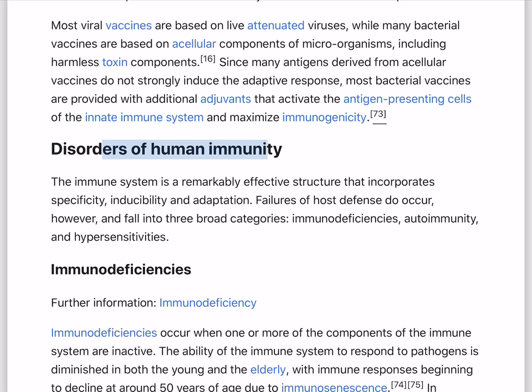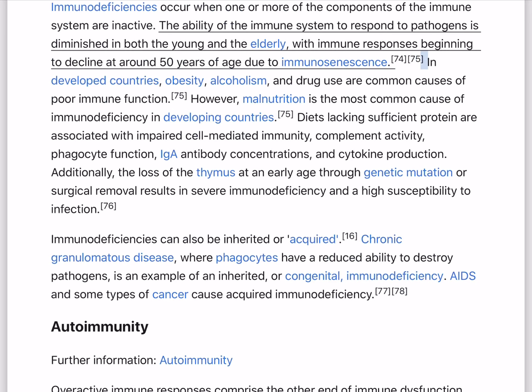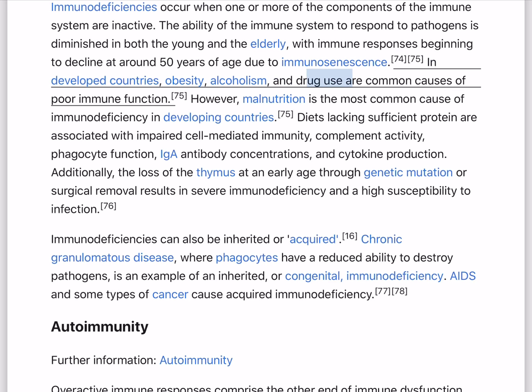Disorders of human immunity. The immune system is a remarkably effective structure that incorporates specificity, inducibility, and adaptation. Failures of host defense do occur, however, and fall into three broad categories: immunodeficiencies, autoimmunity, and hypersensitivities. Immunodeficiencies. Immunodeficiencies occur when one or more of the components of the immune system are inactive. The ability of the immune system to respond to pathogens is diminished in both the young and the elderly, with immune responses beginning to decline at around 50 years of age due to immunosenescence. In developed countries, obesity, alcoholism, and drug use are common causes of poor immune function.